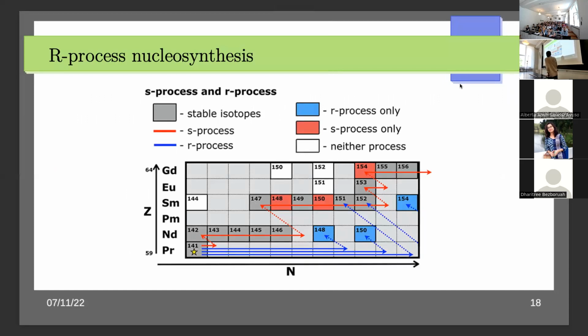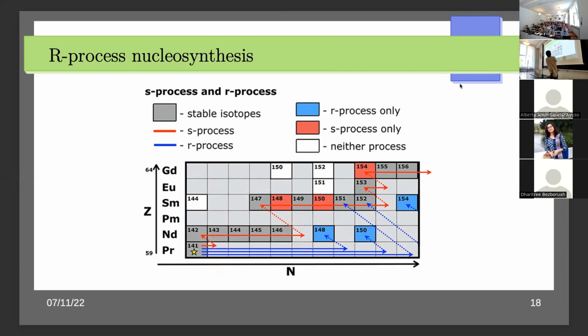So let us look at this. Let us start with this element here. The y-axis here is the element name, and the x-axis is the number of neutrons. If we start with this element with the star here, and we want to create neodymium 148, how do we create it? If this element absorbs a neutron, it will undergo a beta decay and end up here. This diagonal line represents the beta decay.